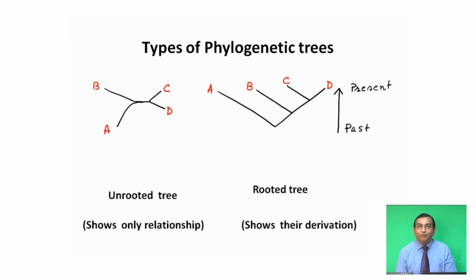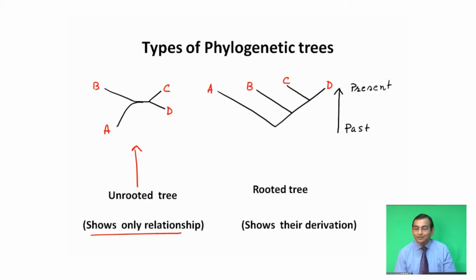Now, types of phylogenetic trees. There are two types of phylogenetic trees. One is the unrooted tree, where in this figure we are showing four different species A, B, C, D. The unrooted phylogenetic tree shows only relationship. That is, only relationship is shown, but where it originated from is not shown here.